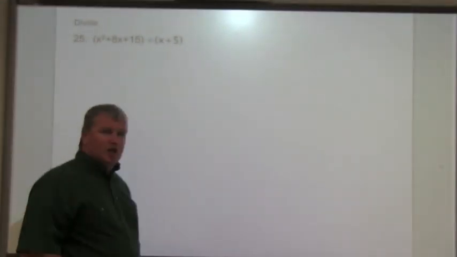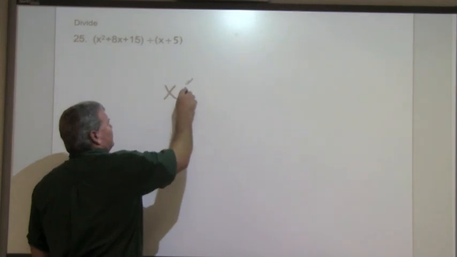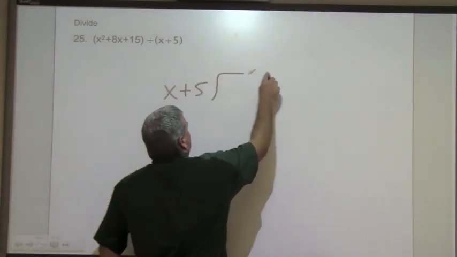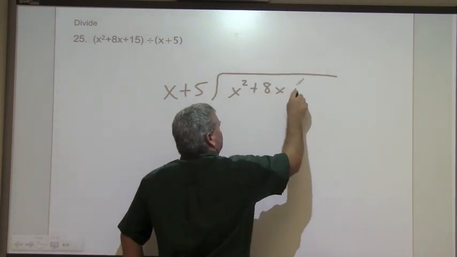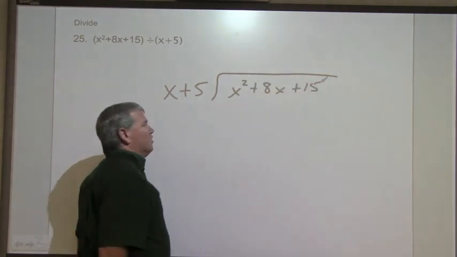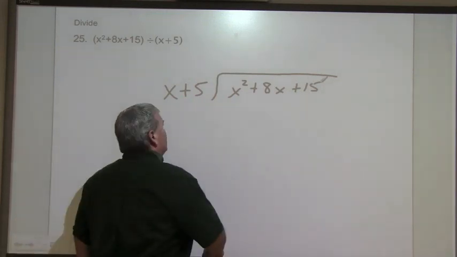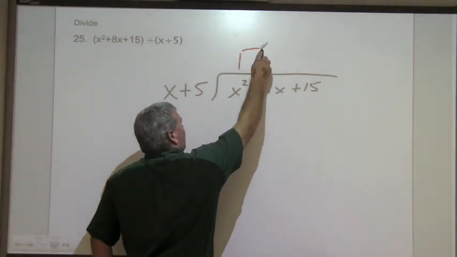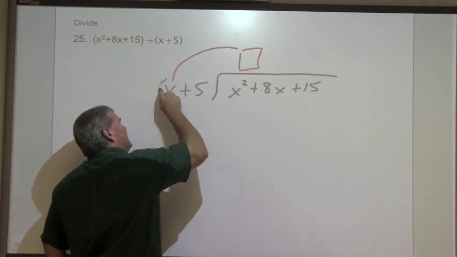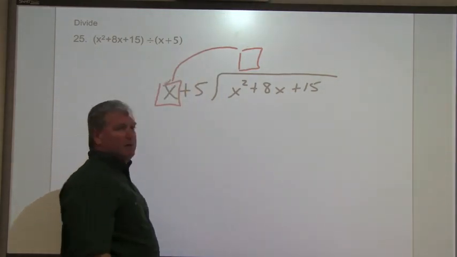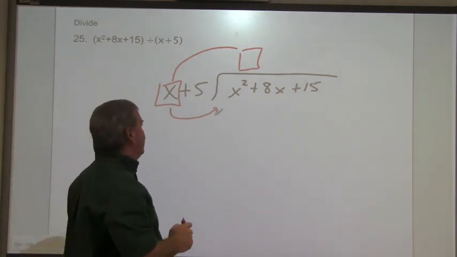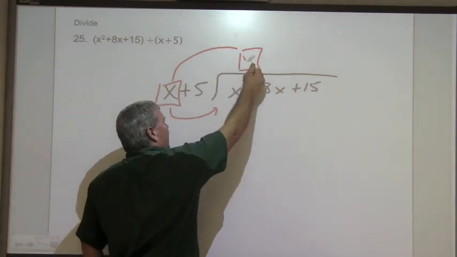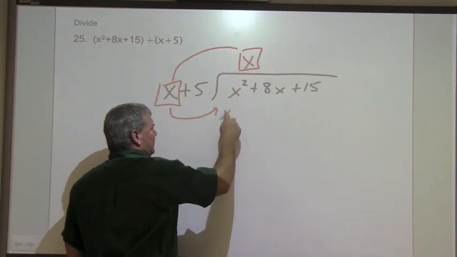Number 25, division. This is long division. We can take x plus 5 and divide it into x squared plus 8x plus 15. Now what we're going to do is take what times x, or this first term here, gives me this first term down on the bottom. So x times x gives me x squared.